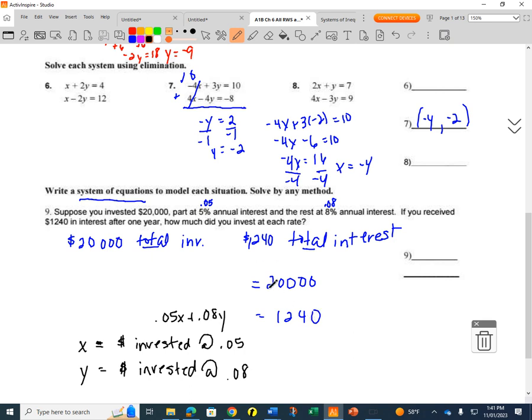This first one, this is the easiest one. It's money invested at 5% plus money invested at 8% equals $20,000.